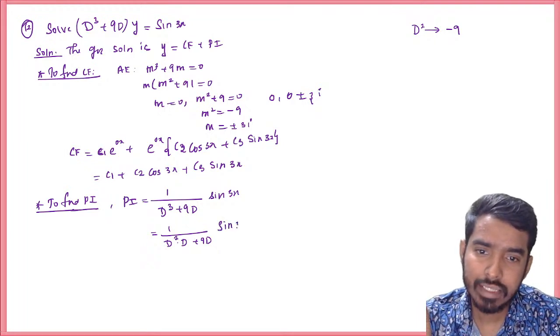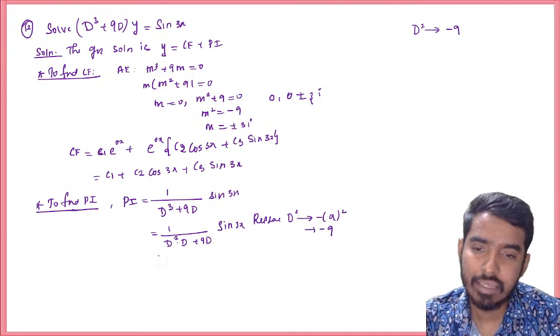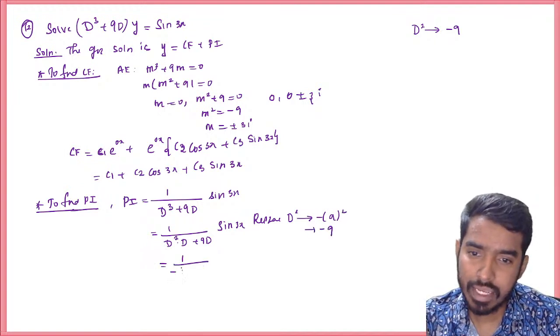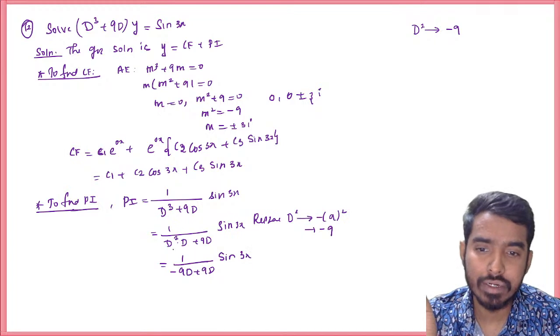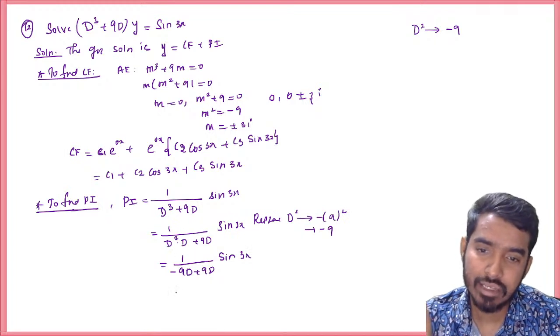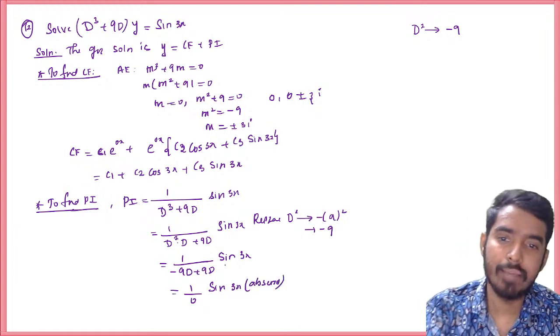So we will have sine 3x. So replace d square by minus a square. So minus 9, right? a is 3. This will be minus 9d plus 9d sine 3x, right? So d cube, writing as d square into d, and we know d square is minus 9. This is 1 by 0 of sine 3x, which is absurd, right? That means you have to make use of type 1 now.